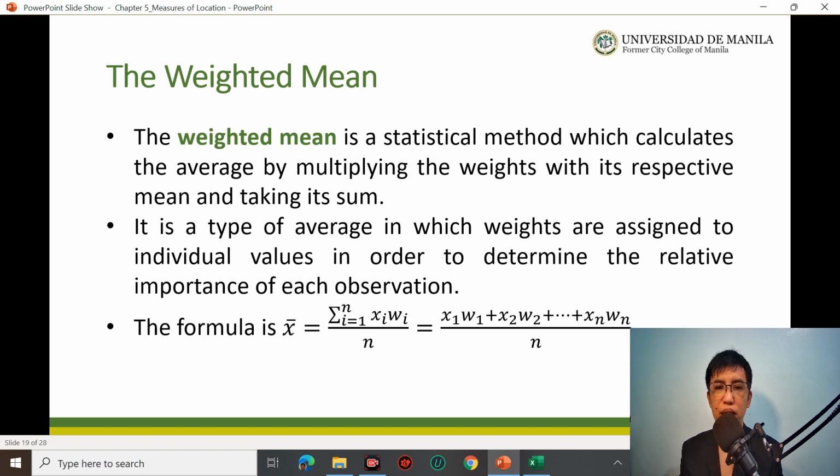And the formula is x bar is equal to the summation of x sub i times w sub i, where i is from 1 to n, all over n. It's just simply saying x sub 1 times w sub 1 plus x sub 2 times w sub 2 up to x sub n times w sub n all over n. Madali lang naman yung intindihan later. Makikita ninyo kung ano sabi ko.